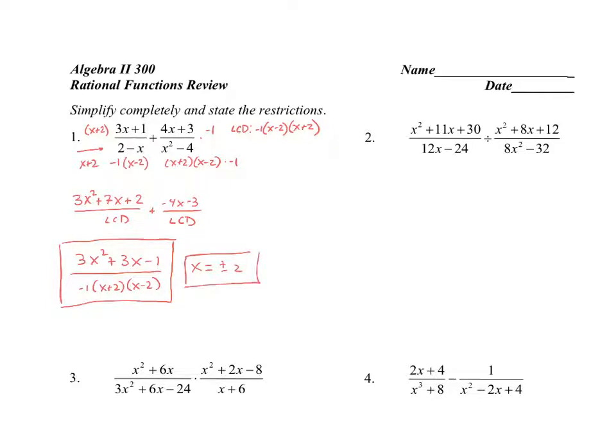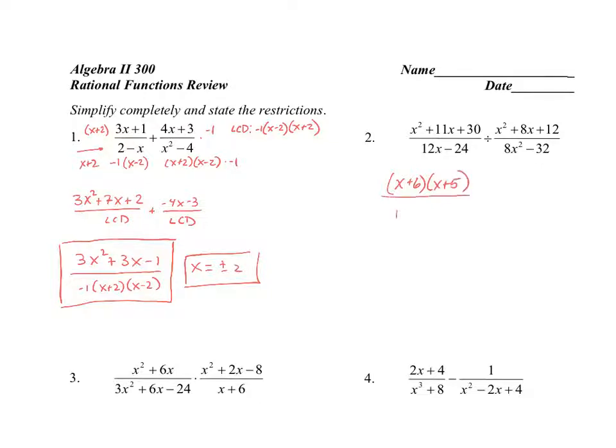Okay, jumping over to number 2, again, identify what type of problem we're dealing with. Here we have a division problem. So the idea with division problems, we want to factor everything we can. So numerator will be x plus 6 times x plus 5.